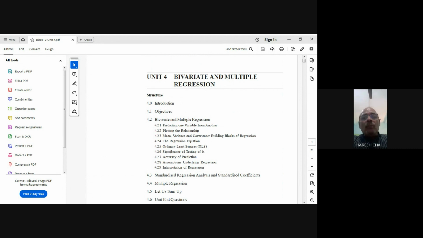Now, I will show you the bivariate regression calculation. It is also important from your examination point of view. I will show you how questions will be there and what you will have to do about that.